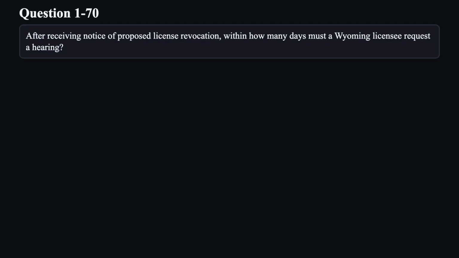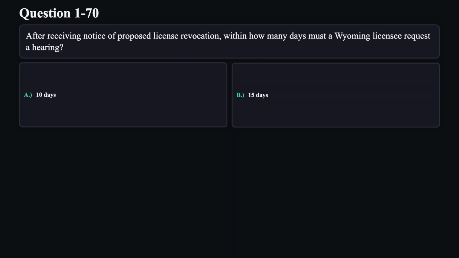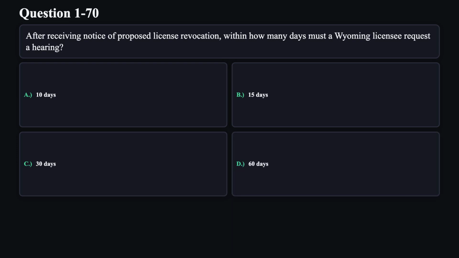Question 70. After receiving notice of proposed license revocation, within how many days must a Wyoming licensee request a hearing? A. 10 days. B. 15 days. C. 30 days. D. 60 days.